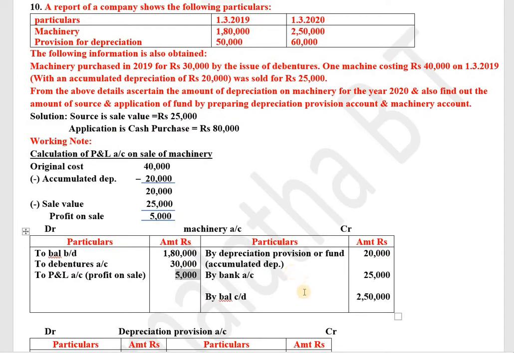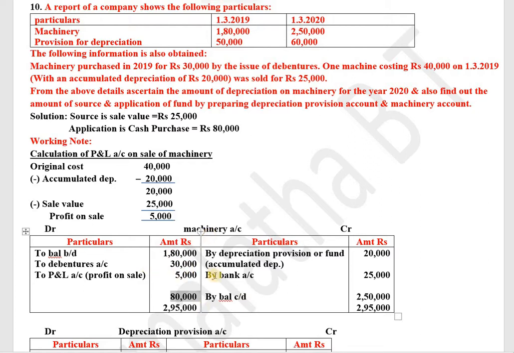Now check on which side it is the highest. When you check here, 2,95,000, this side we are getting 2,95,000. So on the credit side you are getting more. How much are you getting? 2,95,000. Take the 2,95,000. Now 2,95,000 minus 1,80,000, 30 and 5. You get 80,000. So you are getting the balance on the debit side.